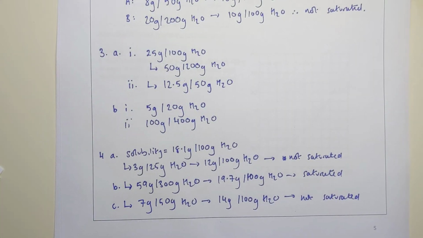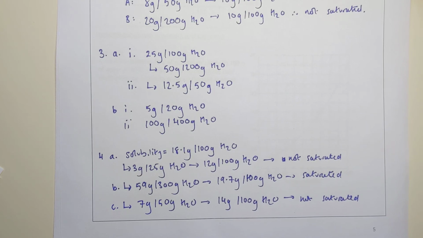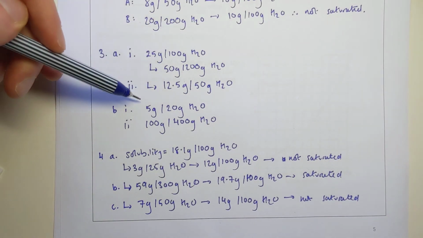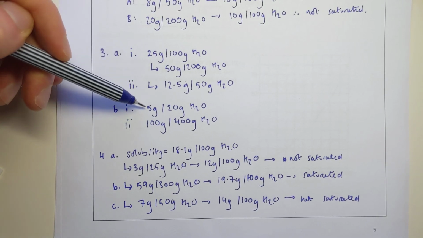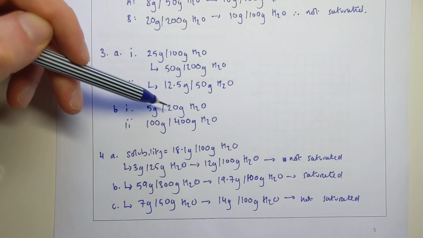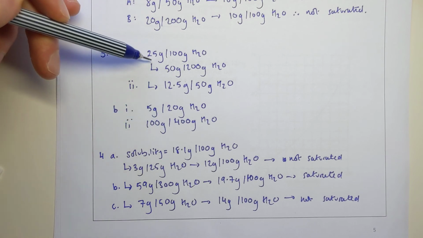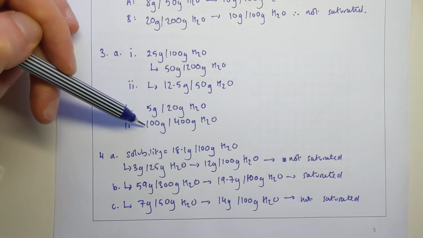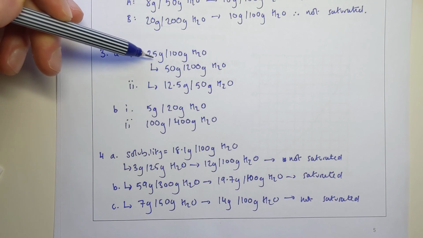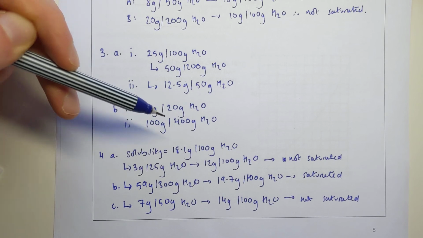For part B, it's all the way around. I'm asked to work out how much water I would need to dissolve a certain amount of solid. So if I know that I need 100 grams of water to dissolve 25 grams of solid, and I'm asked to dissolve 5 grams, that's a fifth of the amount of 25. So you need a fifth of the amount of water. So 100 divided by 5 is 20 grams. Sorry, if I'm asked to dissolve 100 grams of the solid, that's 4 times 25 grams, which means 4 times the amount of water. So 100 goes up to 400 grams of water.